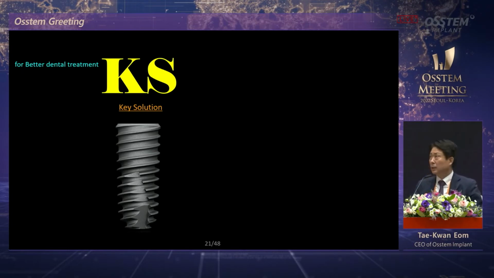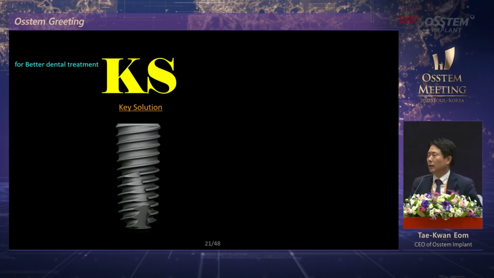In Chapter 2, first, KS. Clinically, I believe you have experienced implant fractures. When we hear the fracture story, we feel very sorry and we become speechless. To increase the fracture strength, we are making a lot of efforts.